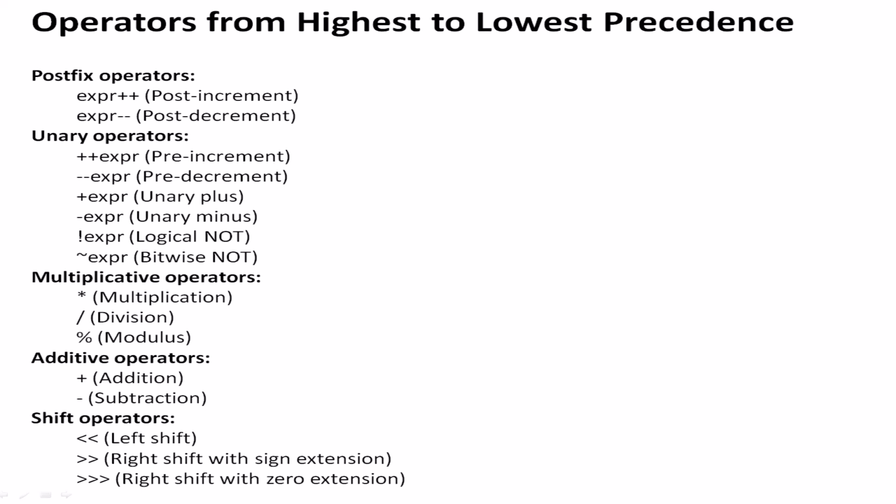So expressions: post increment, post decrement, pre increment, pre decrement, unary plus, unary minus, logical not, bitwise not, multiplicative operators, multiplication, division, modulo division, additive operators, addition, subtraction, shift operators, left shift, and right shift with zero extension. It is used for signed bits.